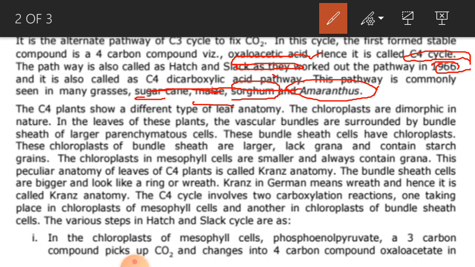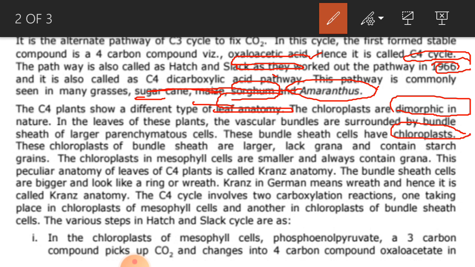The C4 plants show a different type of leaf anatomy. The chloroplasts are dimorphic in nature. In the leaves of these plants, the vascular bundles are surrounded by a bundle sheath of large parenchymatous cells. These bundle sheath cells have chloroplasts.